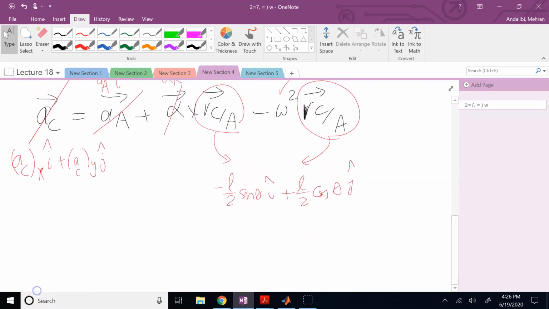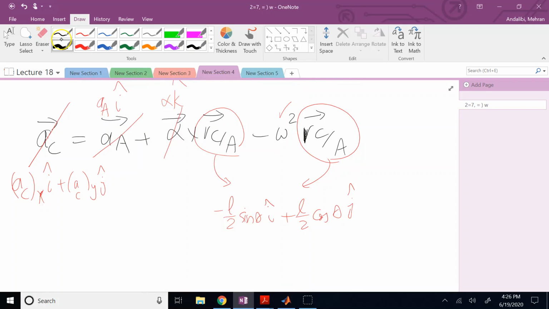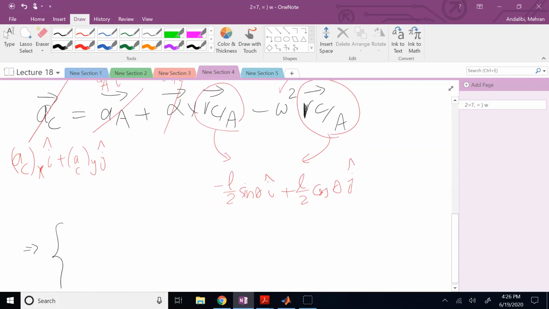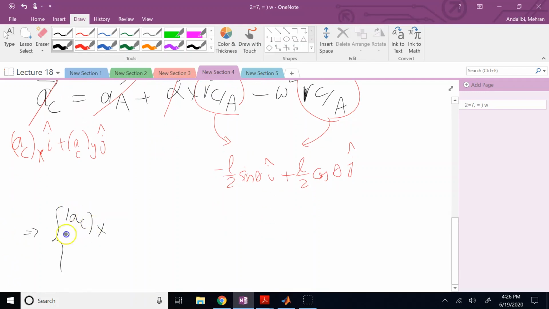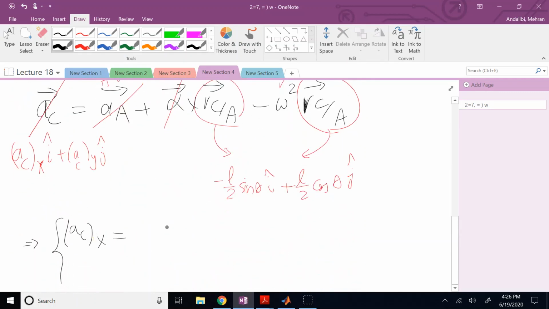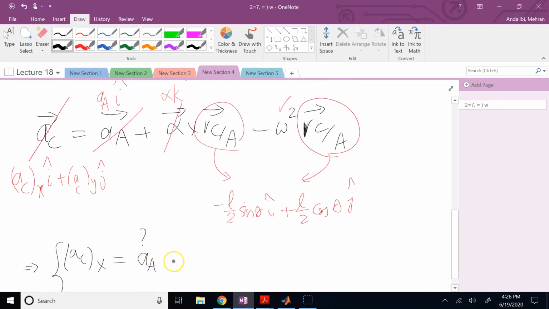And again, here you have equality of 2 vectors, so you set the I equal and you set the J equal, and if you do so, you're going to get ACX based on AA, which is not useful. I don't need to write it even because I found something for ACX already, a good one. And this one is going to add AA, which is another unknown. So this is not going to go anywhere. Although I write it for you, just keep in mind, it's not going to go anywhere. So this is going to be minus L over 2 alpha cosine theta, plus L over 2 omega squared sine theta.